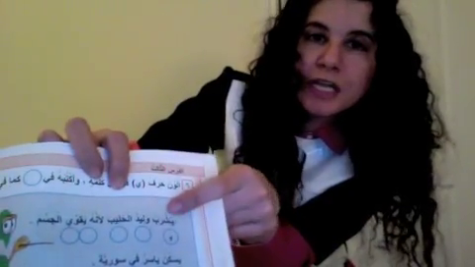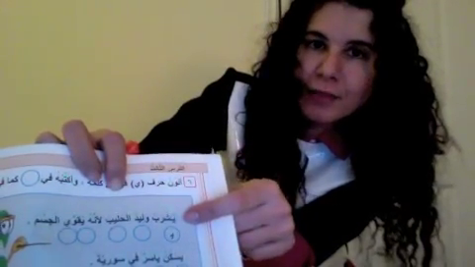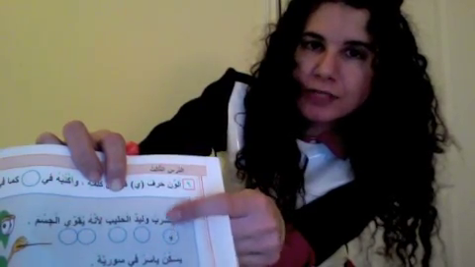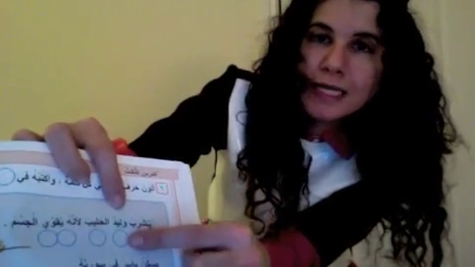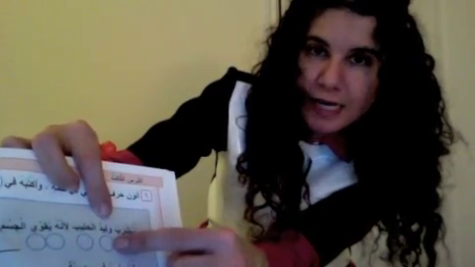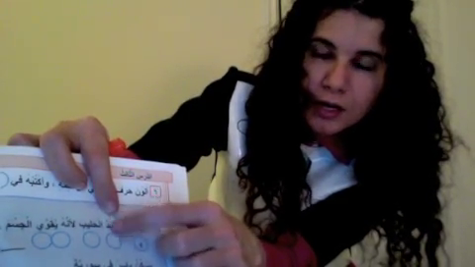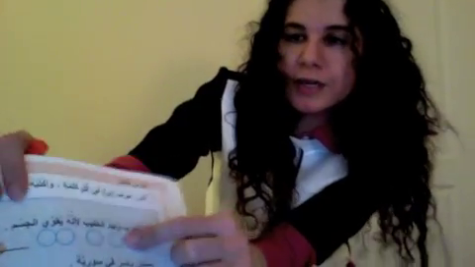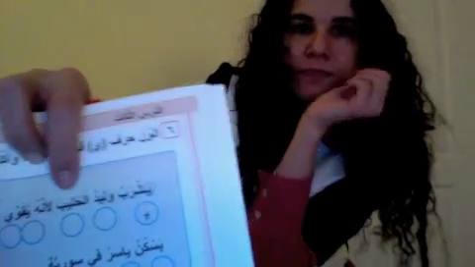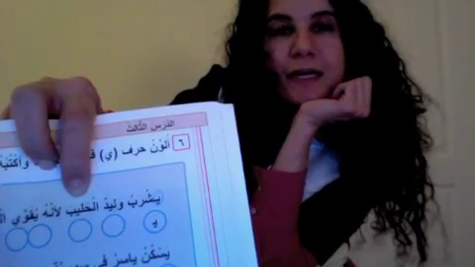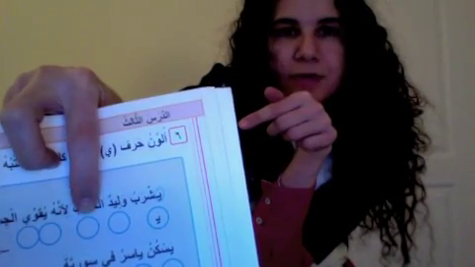So first one, yashrabu. There's a ya in the first letter, so bring the ya down. Walidun. Do you guys see a ya right there? Yep, there's a ya. So circle it and then write the ya right underneath it here. Al-haliba. Do you see a ya? I see a ya. Circle it and write it in the circle underneath it right there.